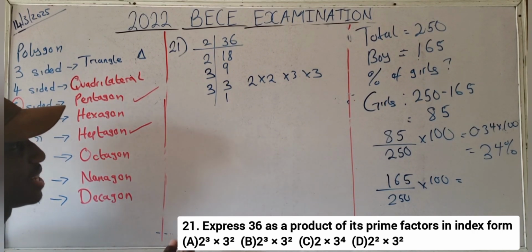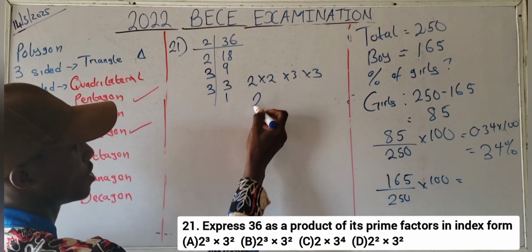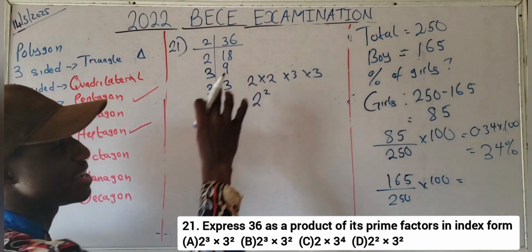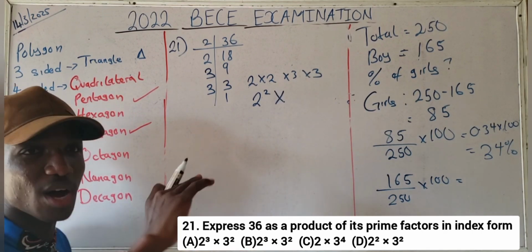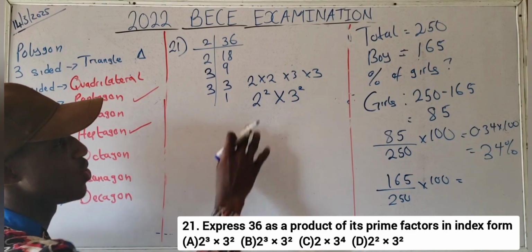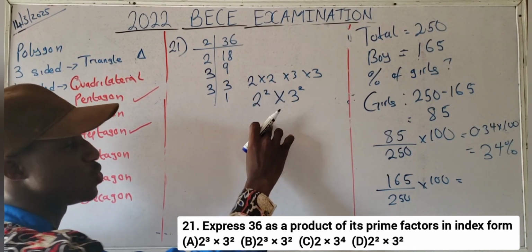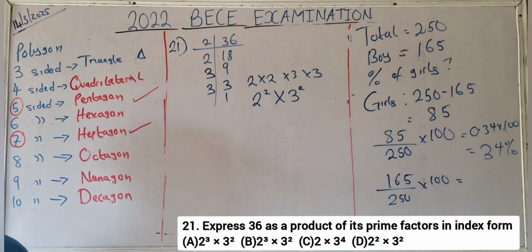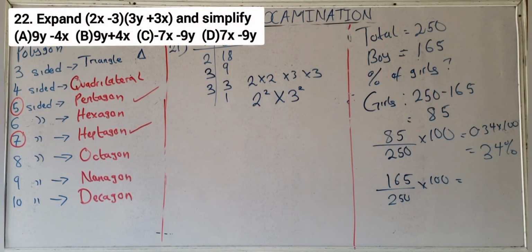Okay, so in index form it is going to become 2 times 2. We're going to have 2 raised to the power of 2 because we have 2 in 2 times, multiplied by 3 times 3. We're going to have 3 raised to the power of 2. That is in index form. So in index form, 36 is expressed as 2 raised to the power of 2 times 3 raised to the power of 2. Do you understand?